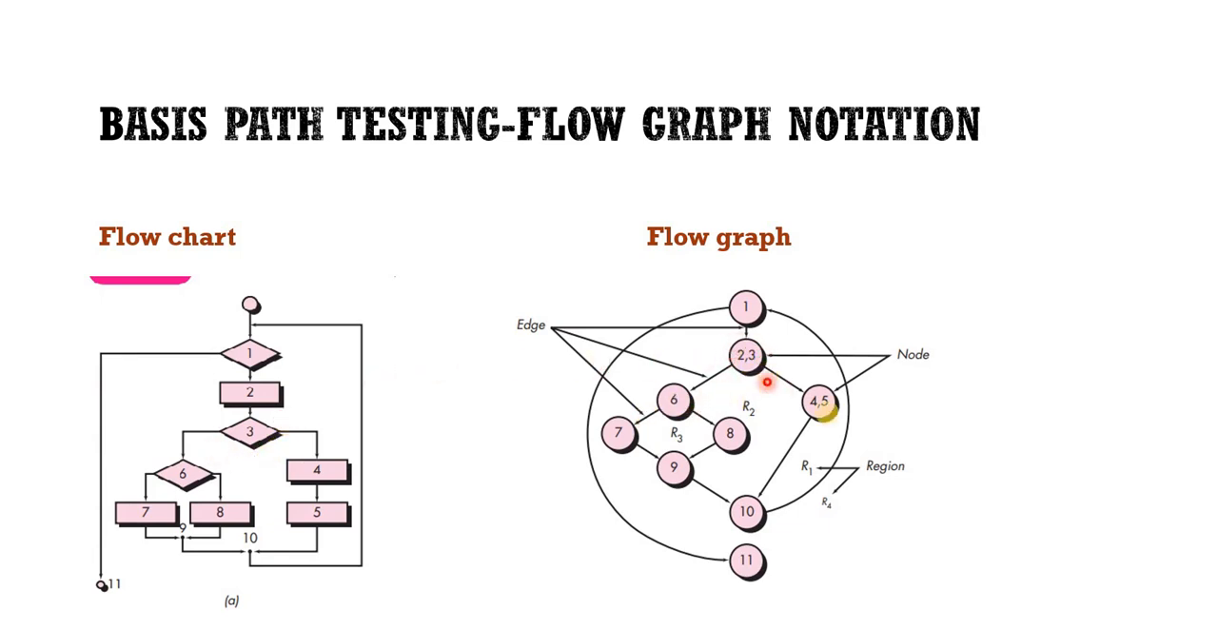If the node has a condition, then it is called a predicate node. The lines here are called edges, or otherwise links.